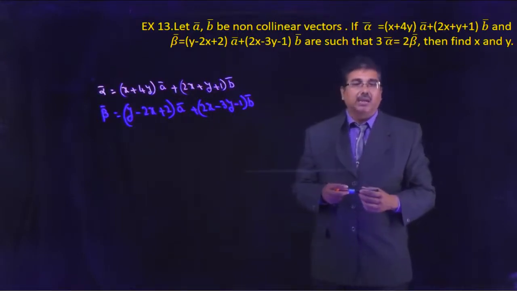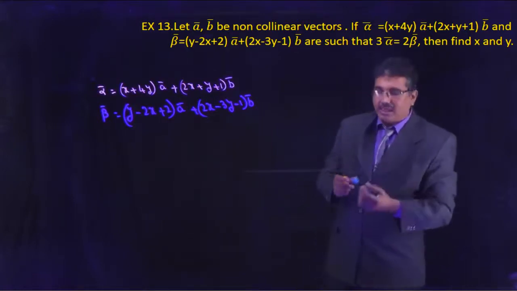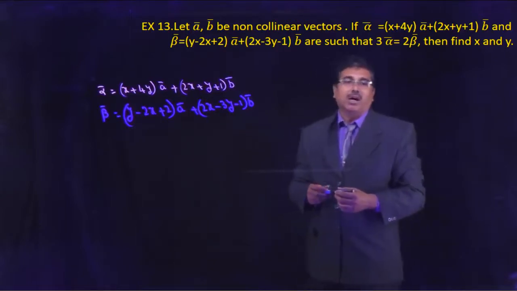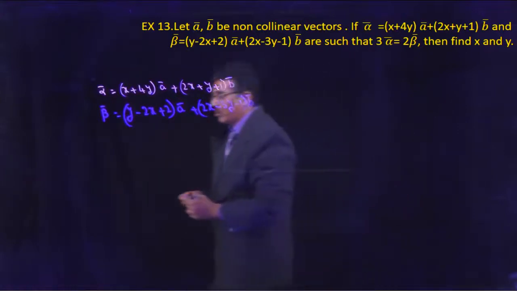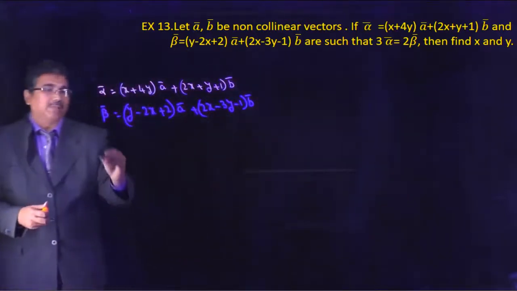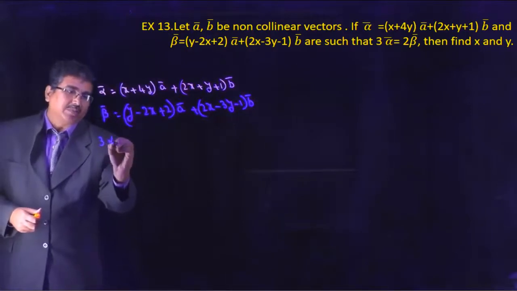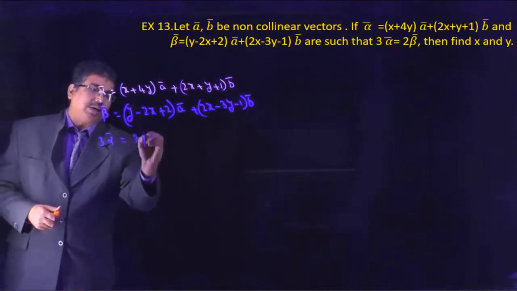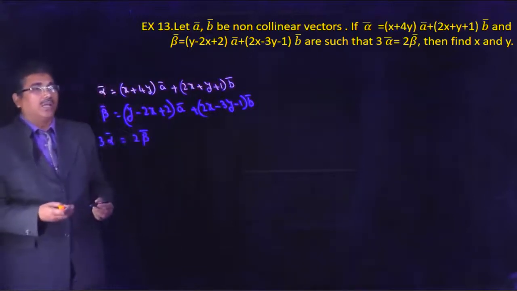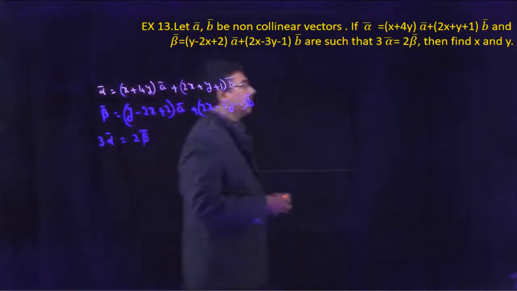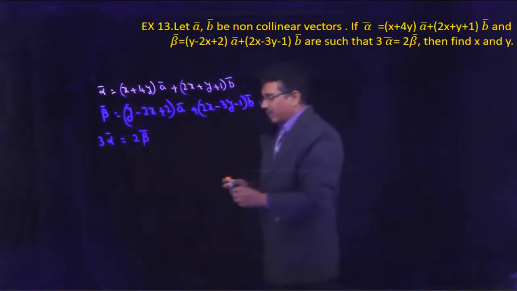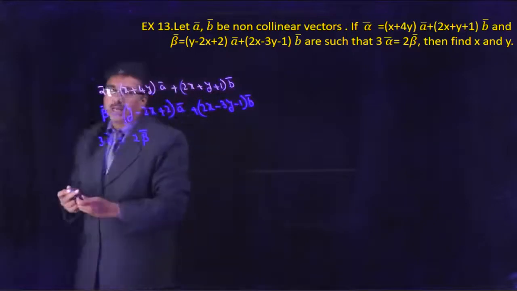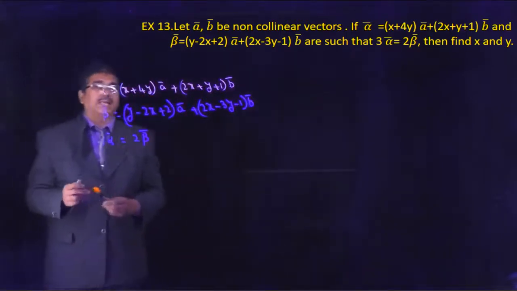There is a relation between the two vectors, given that alpha bar and beta bar are collinear. The relation is 3 times alpha bar is equal to 2 times beta bar. By using this relation, we have to find the values of x and y.